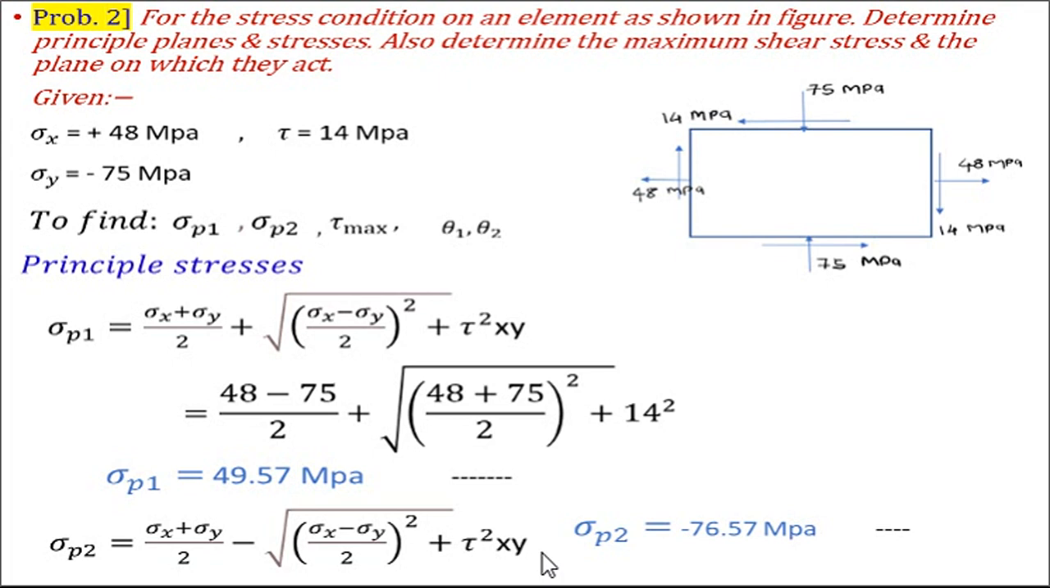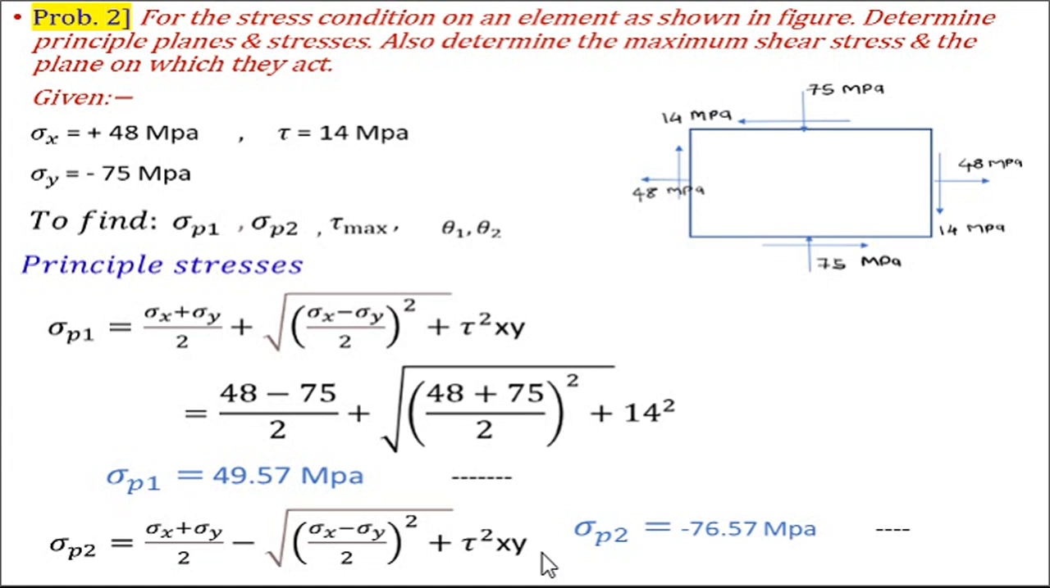So from this data you have to determine sigma p1, sigma p2, tau max, that is the maximum shear stress, and theta 1, theta 2, the planes on which these principal stresses are acting. Principal stresses are two, sigma p1 and sigma p2, and principal planes are also two, theta 1 and theta 2. So let us start with the principal stress, sigma p1.